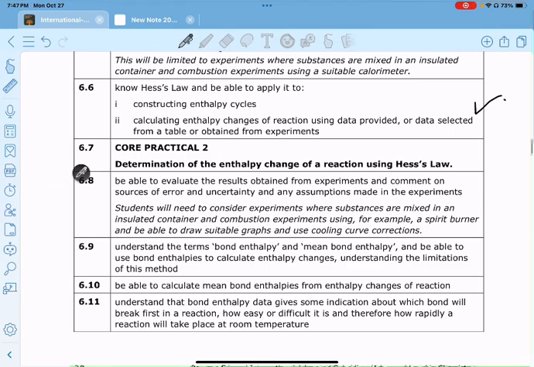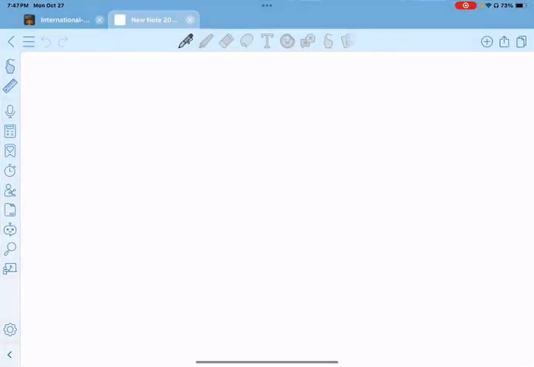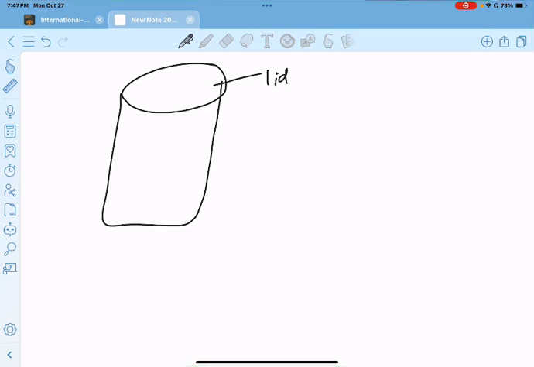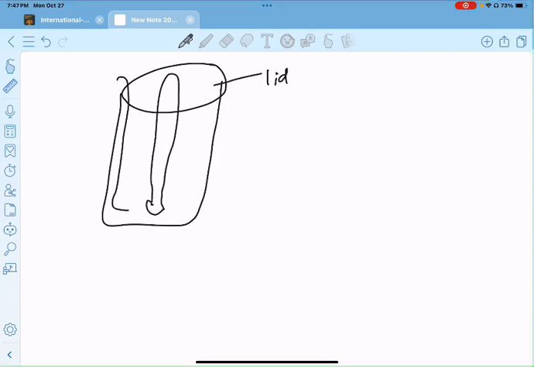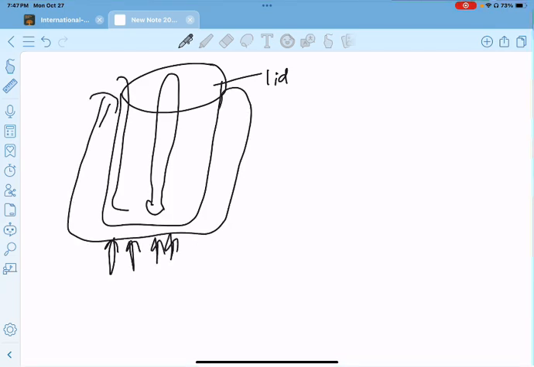Be able to evaluate the results obtained from experiments and comment on sources of error and uncertainty and any assumptions made in the experiment. Okay, so what this basically means is when we have a calorimeter, let's look at it like this. This is the lid. There is a thermometer inside. There's a stirrer and there's heat, okay? Let's add insulation on the side as well. This is like a basic calorimeter, okay?